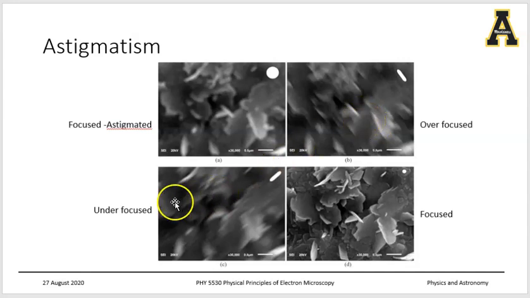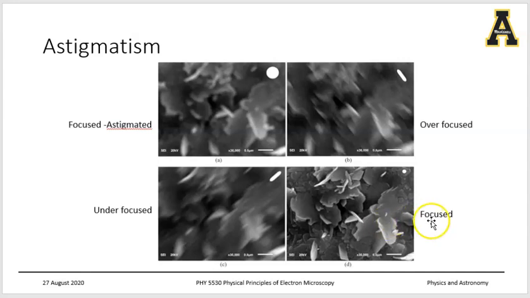and you get this elongation in the image itself. On the other hand, if you underfocus it, the elongation occurs in an orthogonal direction, and you have now distortion in the orthogonal direction. So if you are able to get rid of the astigmatism using the stigmator coils, then when it is focused, you get really crisp images, which is what you want, right?